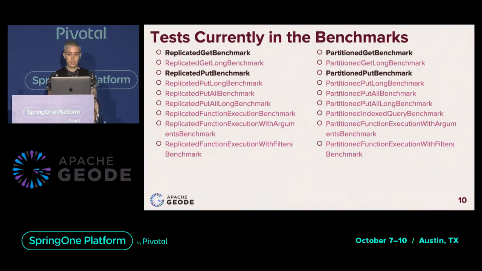This is our current list of tests. We have a few. We're going to be focusing on 4 of them today. And those are replicated get benchmarks, partition get benchmarks, replicated put benchmark, and partition put benchmark. And we're focusing on those because gets and puts on replicated and partitioned regions are one of the most commonly used and basic operations that Geode supports, so it shows performance pretty well.